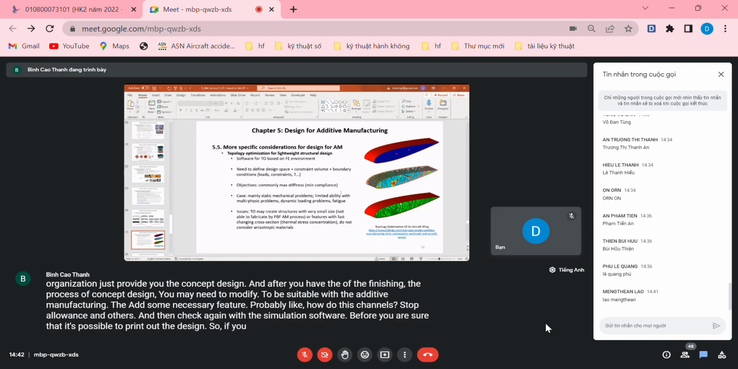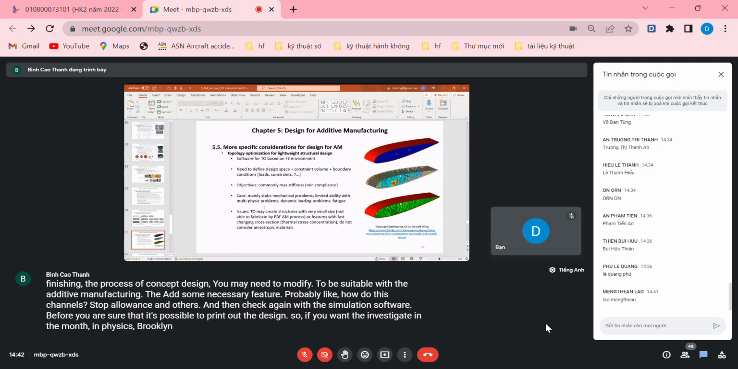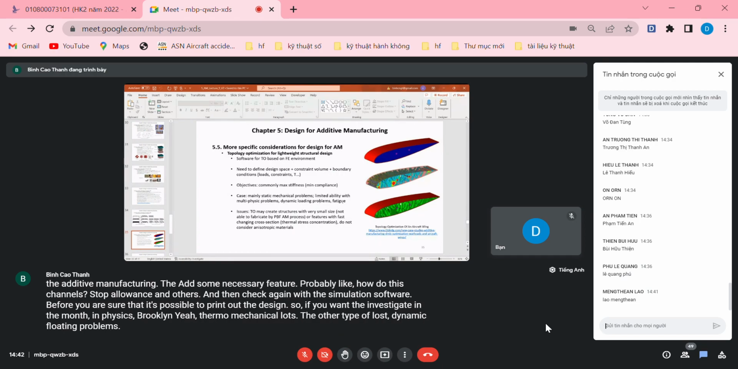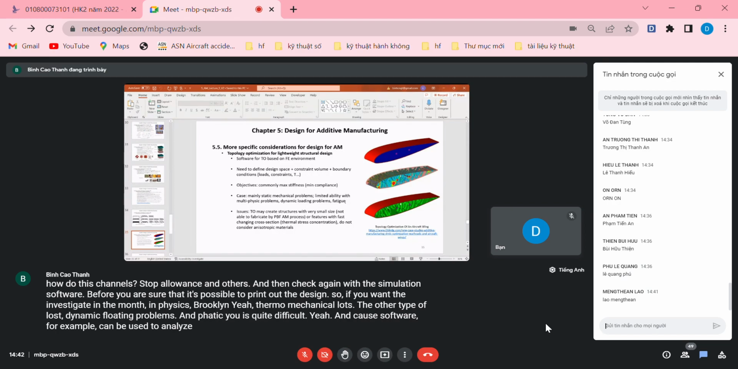So if you want to investigate the multiphysics problem, thermal and mechanical loads, the other types of loads, dynamic loading problems, and fatigue, it's quite difficult. Software, for example, can be used to analyze the fatigue properties of the structures, but the ability is still limited.